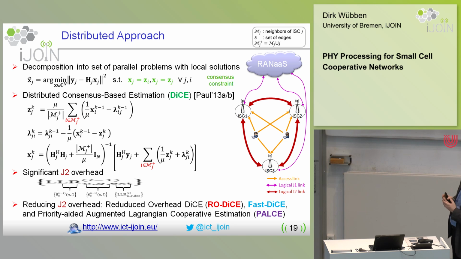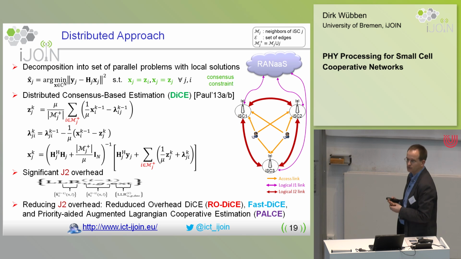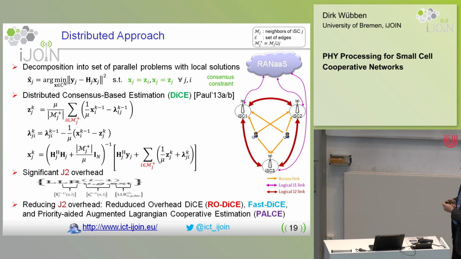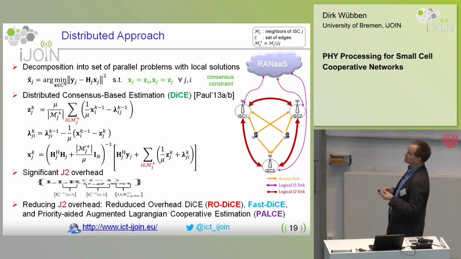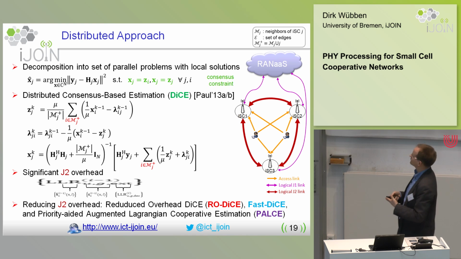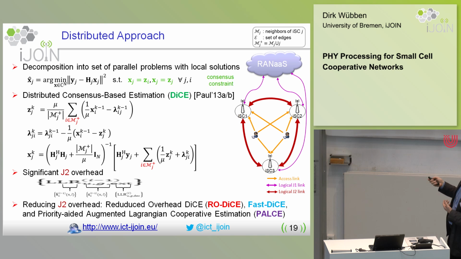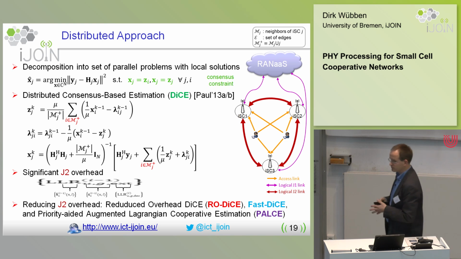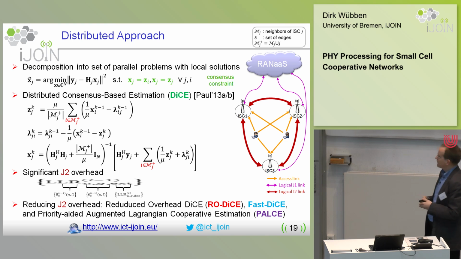For more details, you can have a look at the corresponding papers and also, of course, at the documents of iJOIN. It leads to a significant overhead. Nevertheless, this overhead is caused just among or between the ISCs. The other benefit is that this technique is self-adjusting to the corresponding backhaul topology. So you don't have to change anything, the algorithm itself knows how many neighbors are connected with it, and then you can share the corresponding information exactly with the corresponding neighboring ISCs.